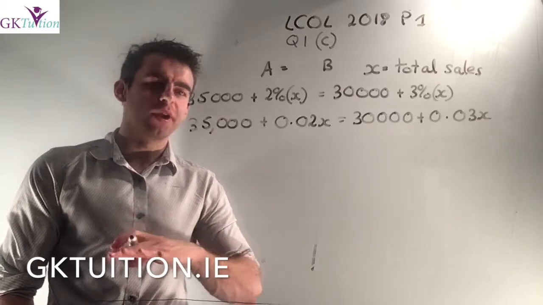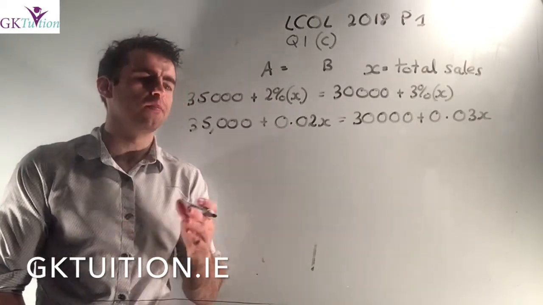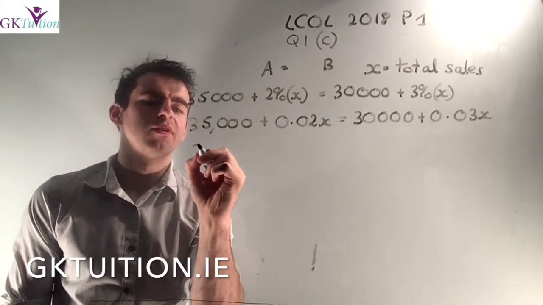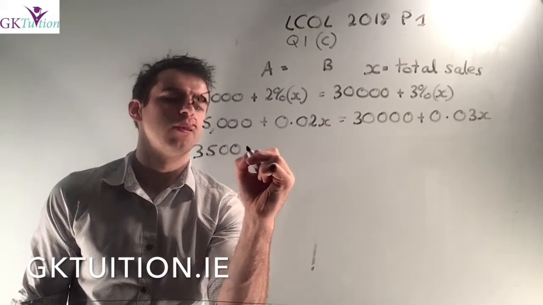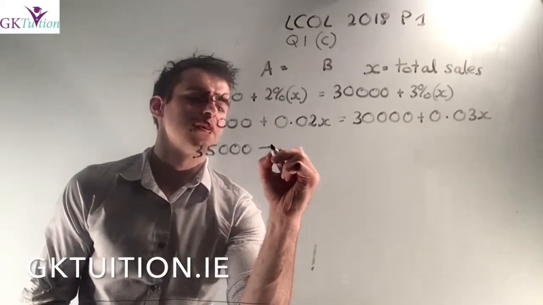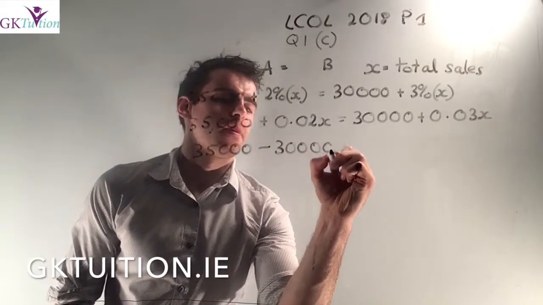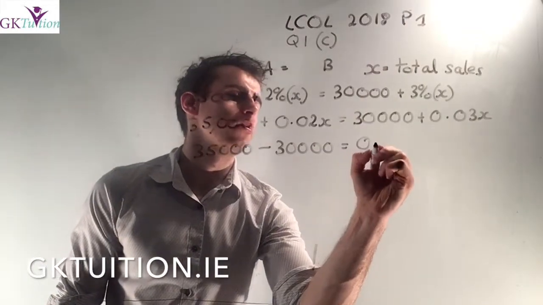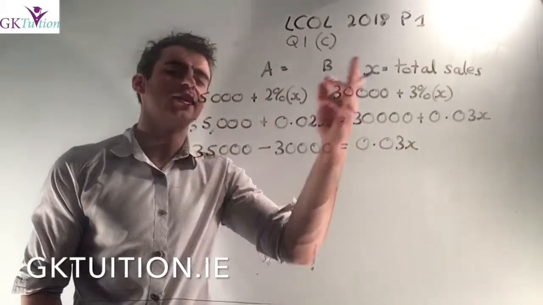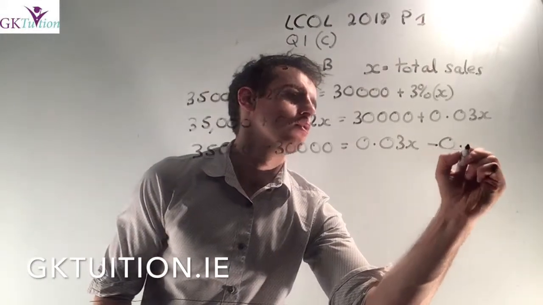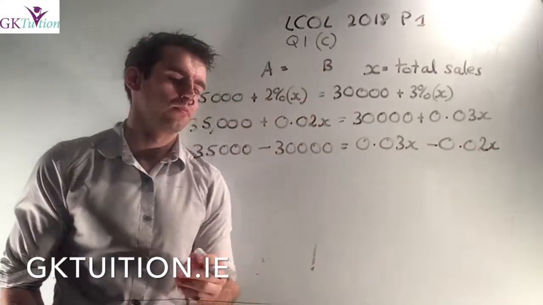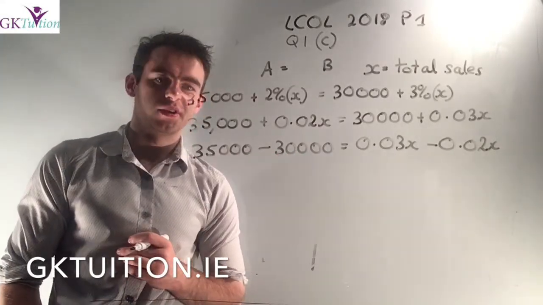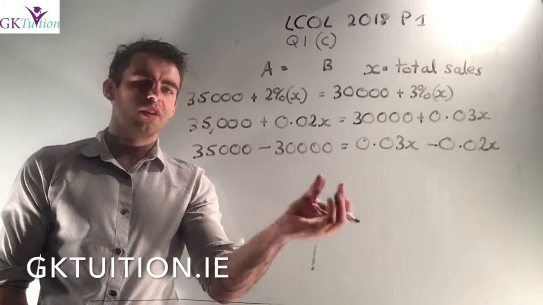My best bet here is to just bring all my X's to one side, all my numbers to the other side. So I'm going to bring the 30,000 across. In order to get the 30,000 on the left, you're going to subtract 30,000 from both sides. So it'll be 35,000 minus 30,000, and that will be equal to, I'm going to bring this x to the other side. At the moment I have a 0.03x there. I'm going to bring this term across and it becomes negative, or in other words, you're just subtracting this from both sides. So 35,000 minus 30,000 equals 0.03x minus 0.02x. These are all like terms.